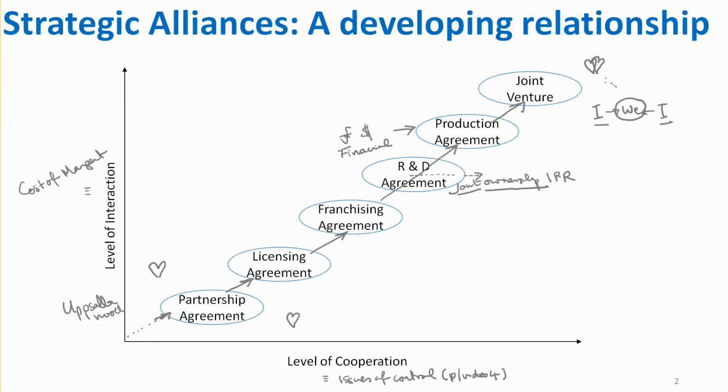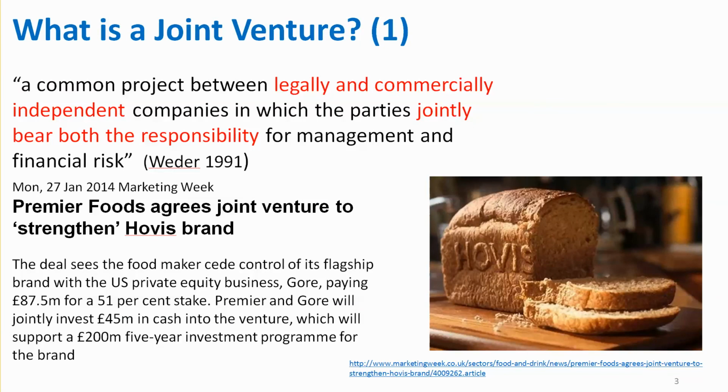So let's have a look at that. What does a joint venture look like? How might we view it? So a joint venture, and I'd like you to pause and read this initial definition. We can see that in terms of a joint venture, there's some kind of common project. We're going to do something together.